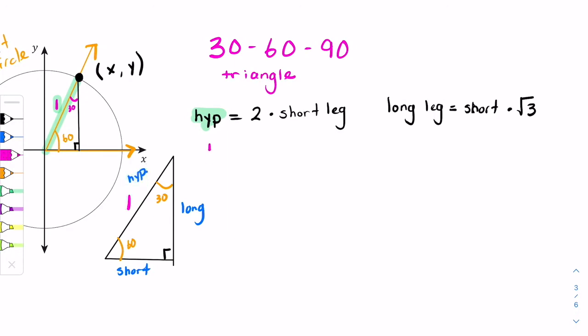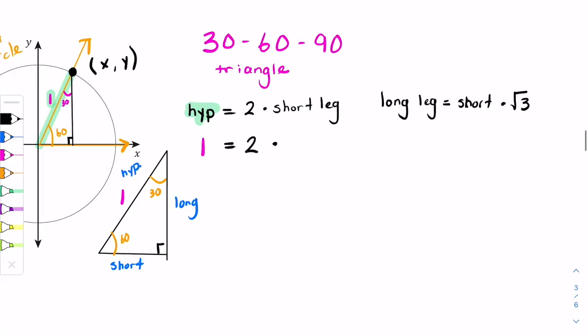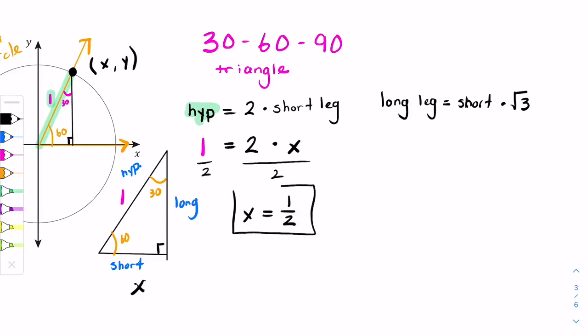Knowing that the hypotenuse is 1, we can substitute 1 in for that value, and we have 2 times the short leg. I'm going to label the short leg x because up here, the short leg is on the x-axis. So 2 times x. In order to solve for x, I divide both sides by 2, and x is equal to 1/2. Here's your x value.